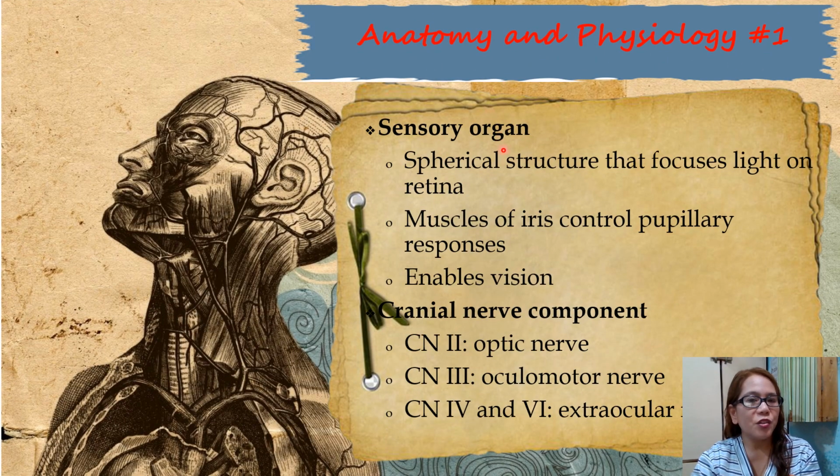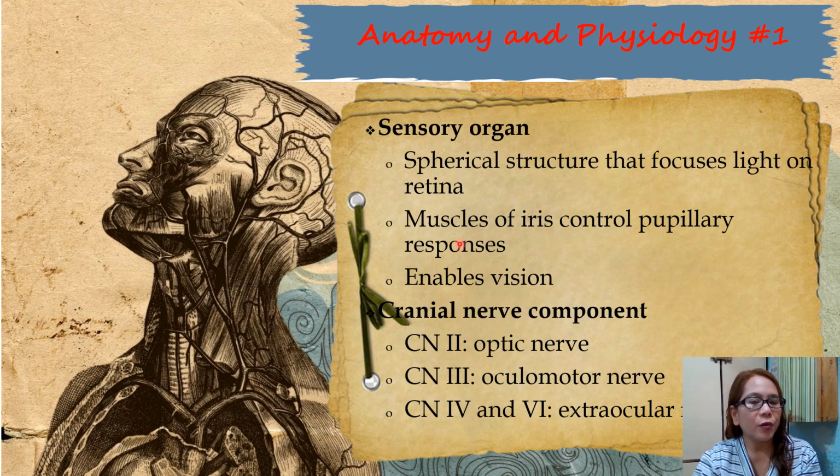Before we proceed to our physical examination of the eyes, let us first recall your anatomy and physiology. Again, your eye is a sensory organ that is responsible for vision. It is a spherical structure that focuses light on the retina, and then your retina will send signal through the optic nerves into the back of your brain, and then the brain will interpret it as an image.